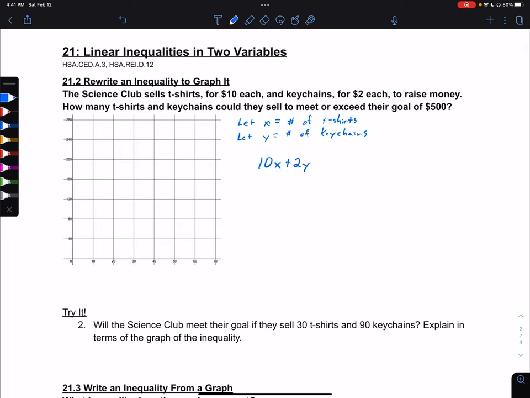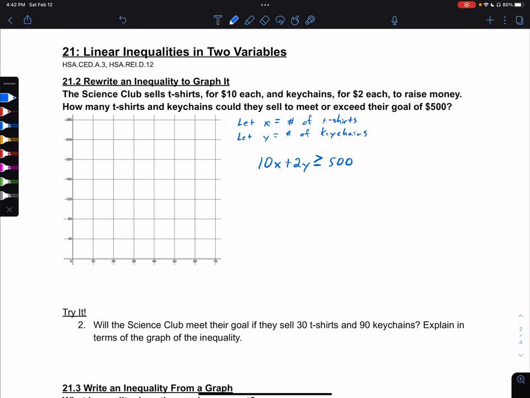We want to compare that to a total of $500 and we want to see whether it should be greater than or less than. So our goal is to meet or exceed the goal of $500. So meeting would be equal to, so that's okay. And we want to exceed that 500, so the amount of money raised has to be greater than or equal to $500.